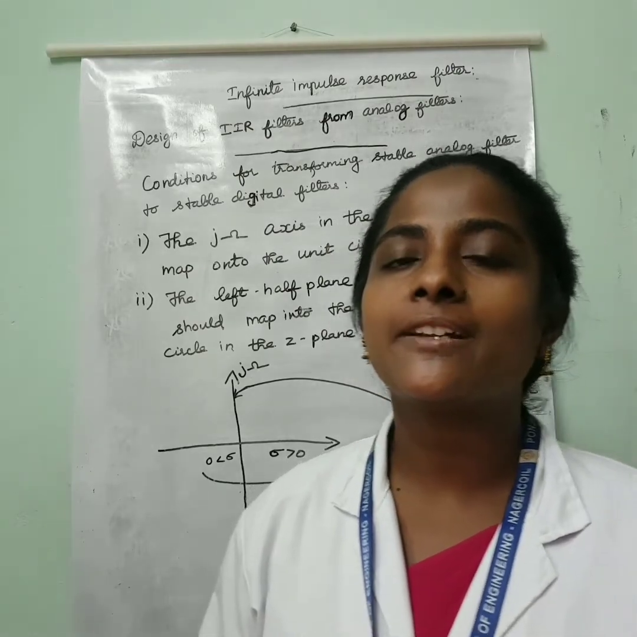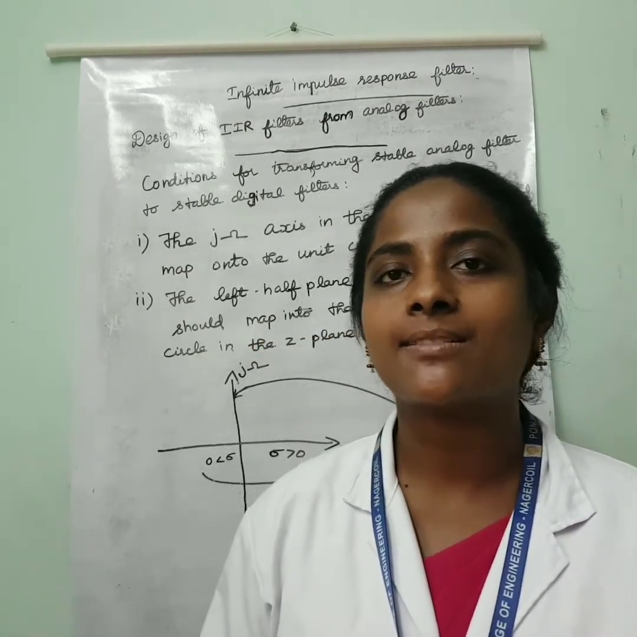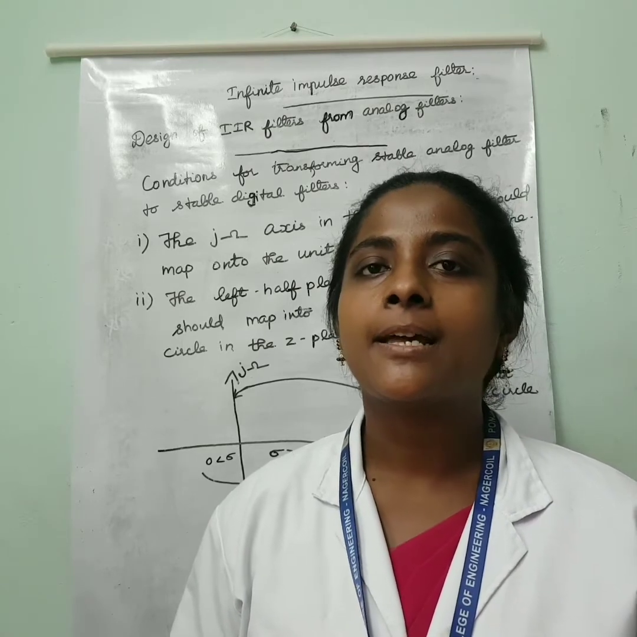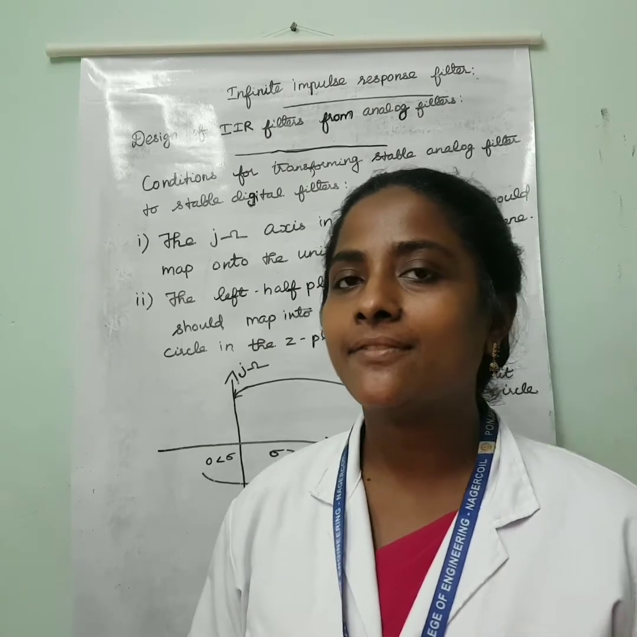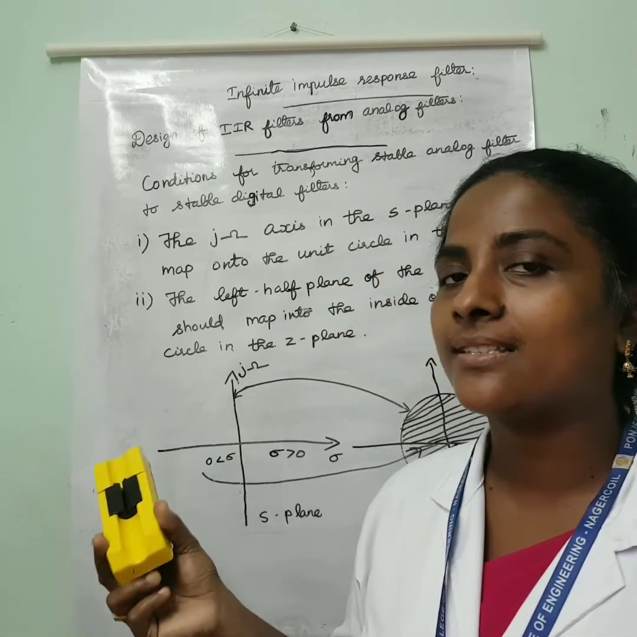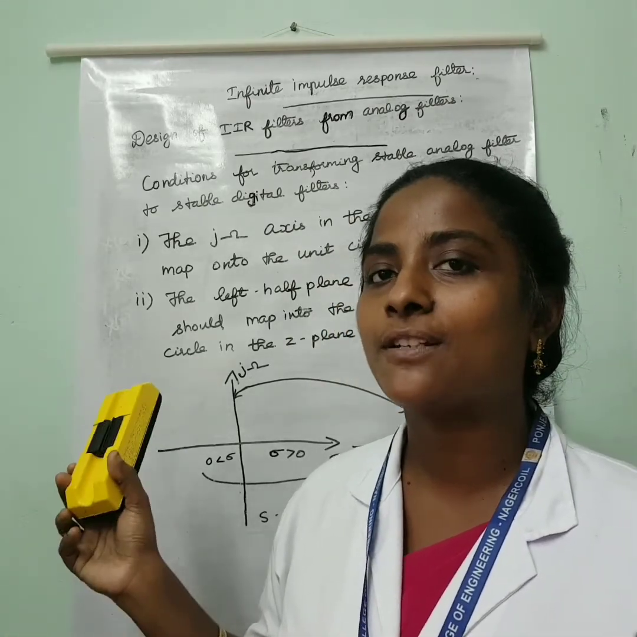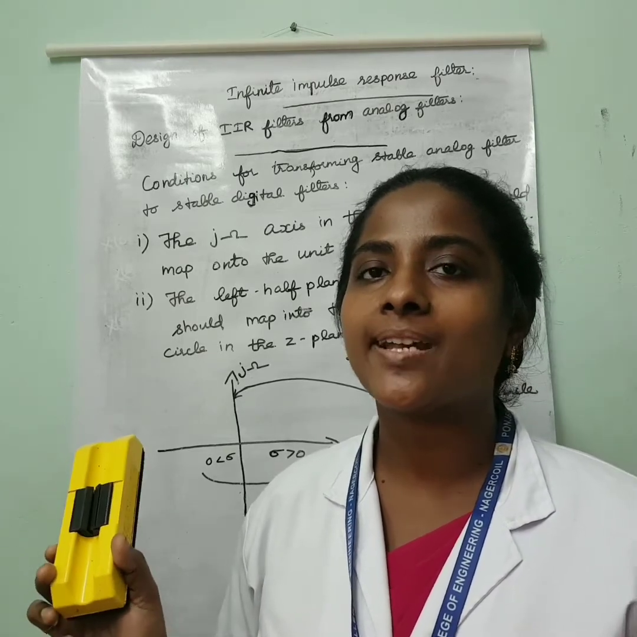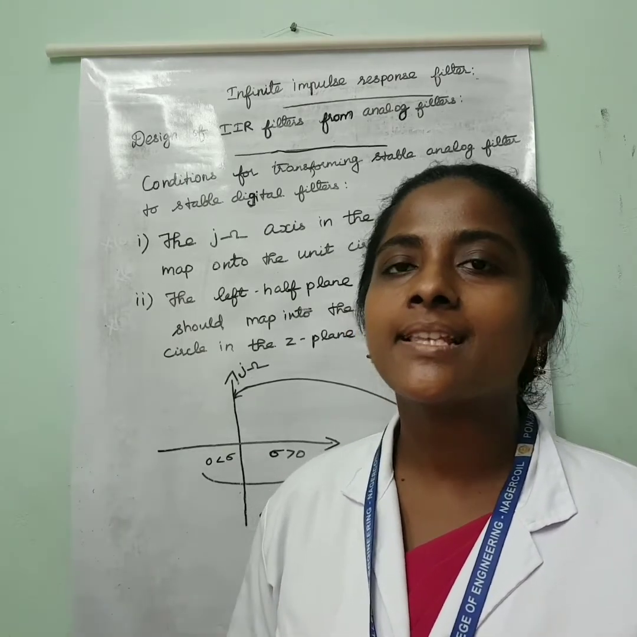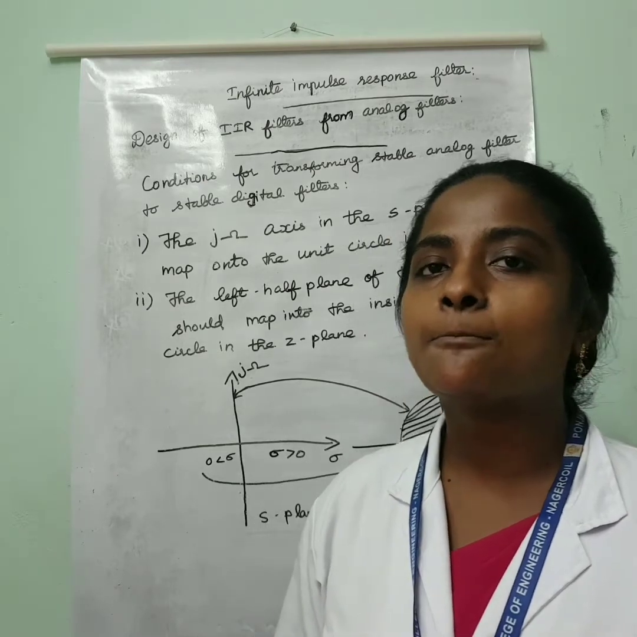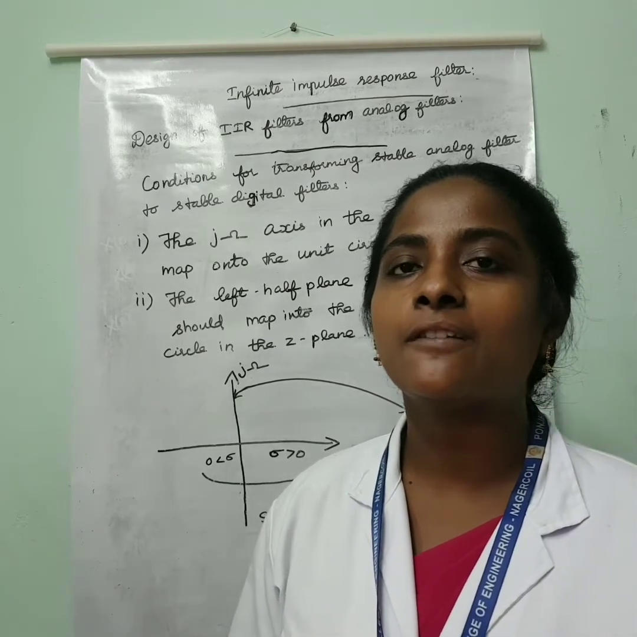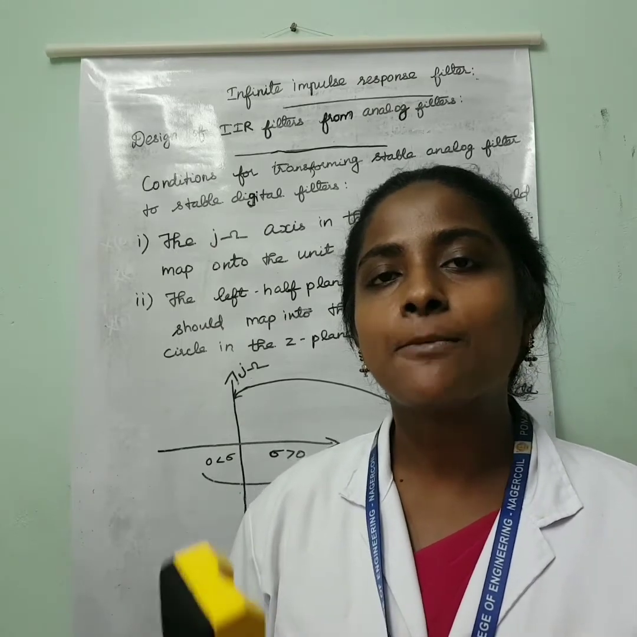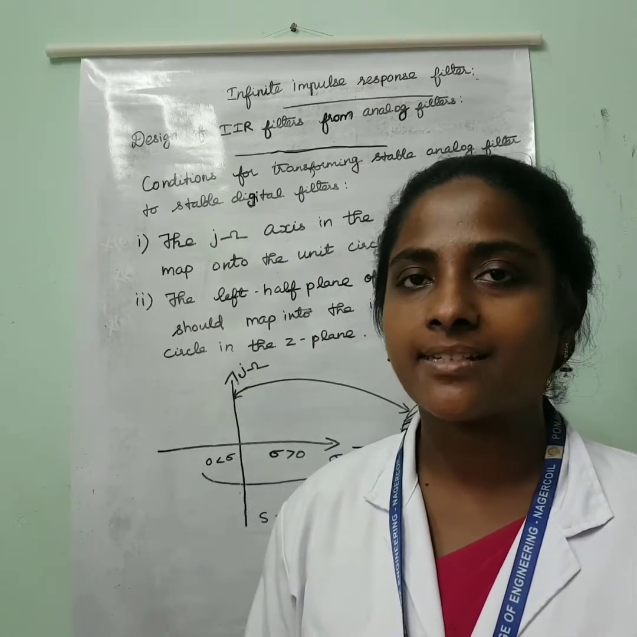We know that filters are of many types: low pass filter, high pass filter, band pass filter, band stop filter. Here we can see two types of filters, that is FIR filters and IIR filters. In this unit we are going to study IIR filters, that is infinite impulse response filters, where the impulse response is infinite.